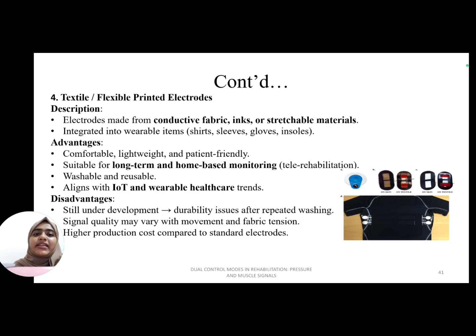The advantages are they are more comfortable, lightweight and patient friendly, suitable for long term and home based monitoring, washable and reusable, and aligned with IoT and wearable healthcare trends. Disadvantages are that they are still under development, durability issues after repeated washing can happen, signal quality may vary with movement and fabric tension, and higher production cost as compared to standard electrodes.